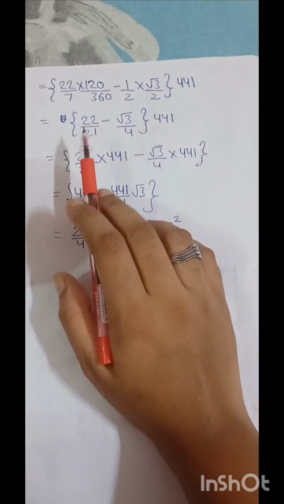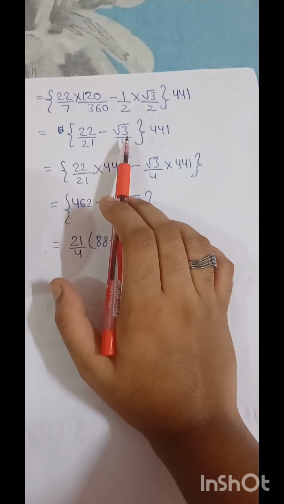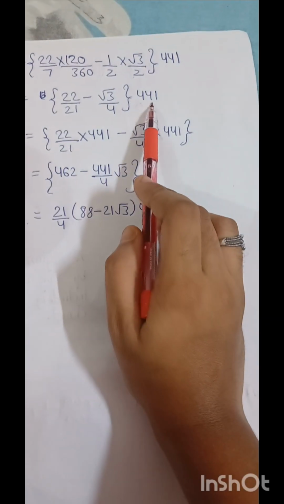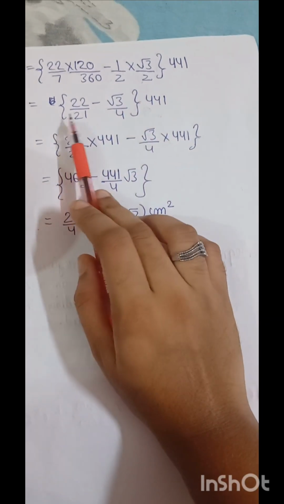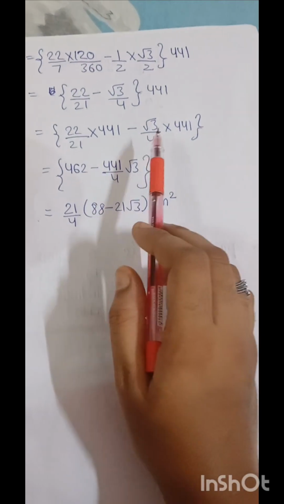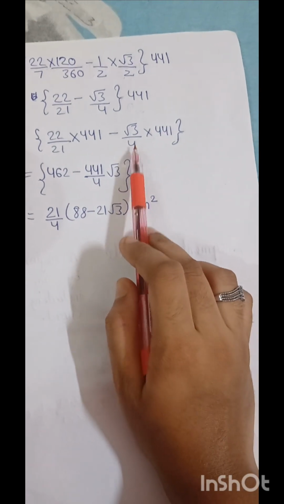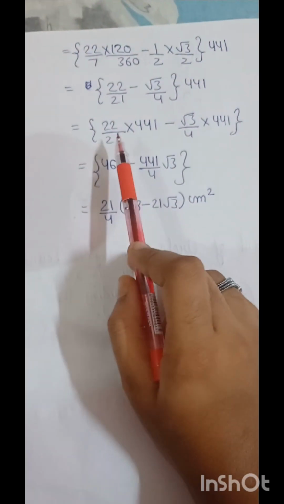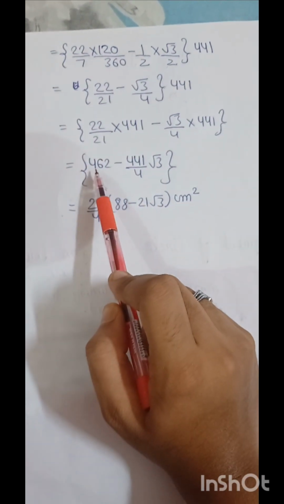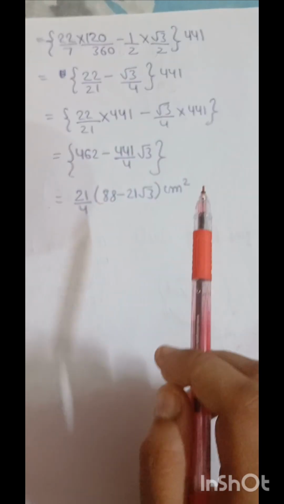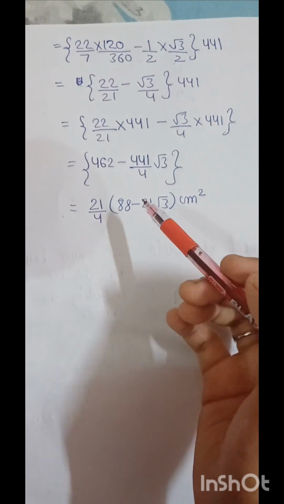First of all, what you will get here is 22 by 21 minus root 3 by 4 by solving this bracket. Now what you have to do is just multiply this 441 with both of them. So what you will get here, 22 by 21 into 441. Similarly, minus root 3 by 4 into 441. Now you have to just cut it. What you will get here? 462 minus, this will remain the same. Now I have just put it into one step. You have to actually do it in two steps.